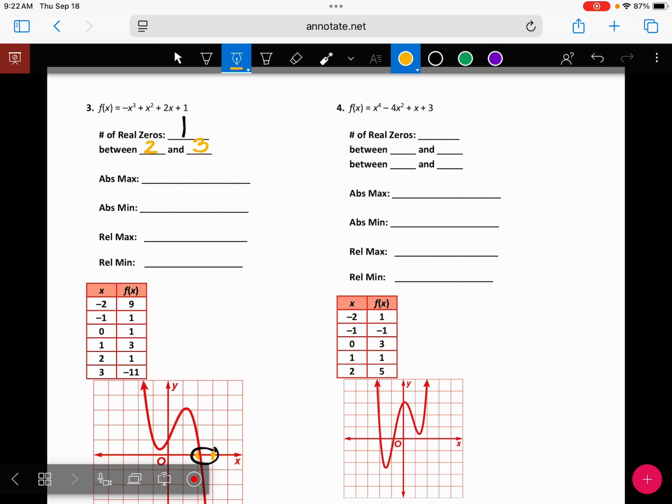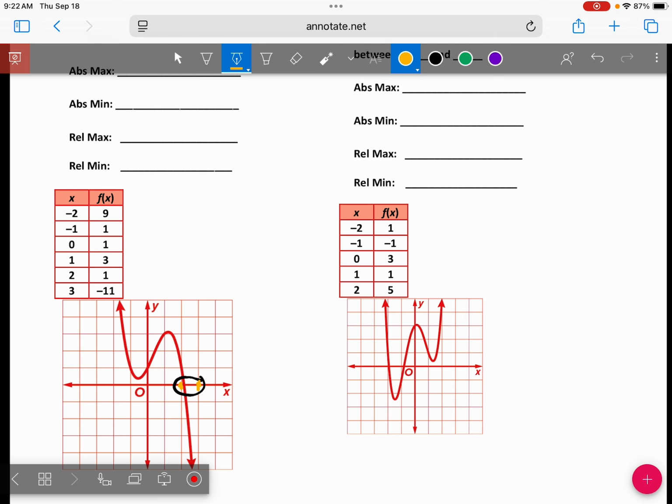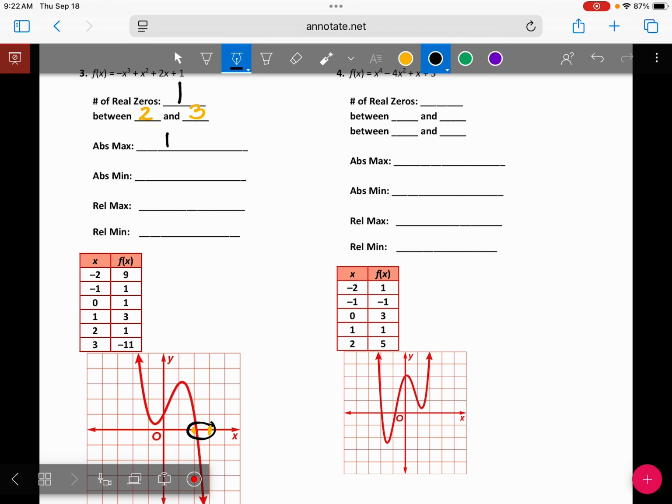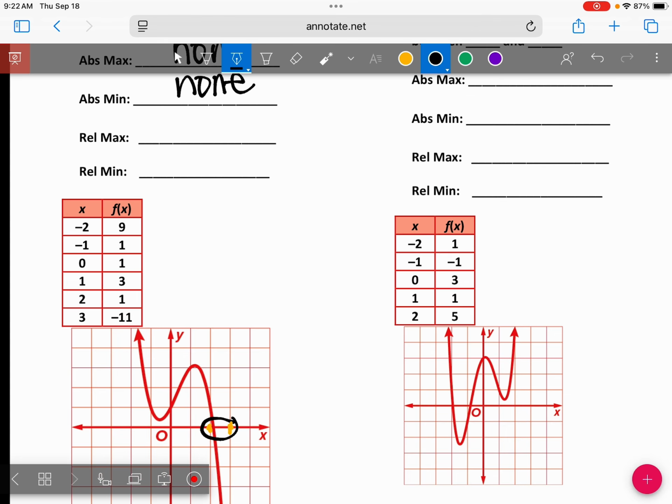Is this even or odd? Looking at the arrows, odd. So that means we don't have an absolute max or min. Now, we do have a dip. And this would be my relative min, which I'm going to have to approximate. That is -1/2, positive 1/2, because it's not really at an exact point.